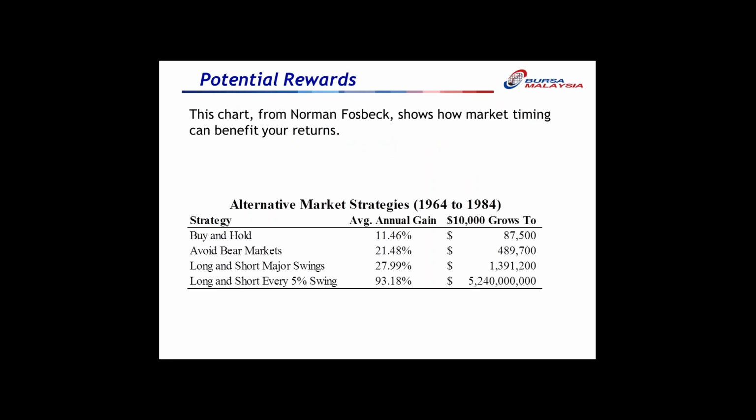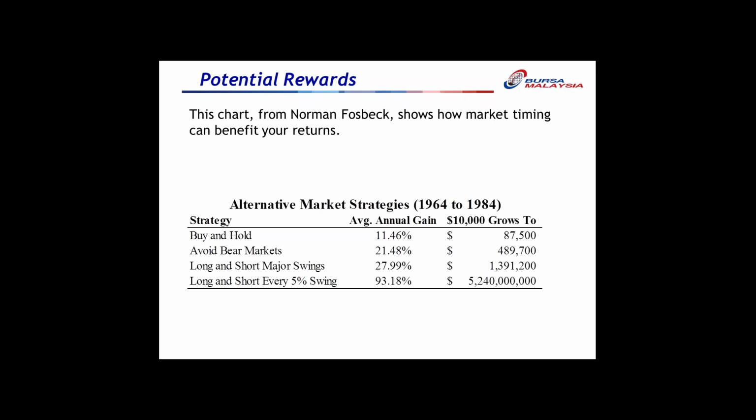So let's look at what technical analysis can help you to achieve. Now, if you look at this chart from Norman Fosback, it shows how market timing can benefit your returns. If you are just a value investor, from 1964 to 1984, if you just buy and hold the S&P 500, the average gain is about 11.46% per year. So your $10,000 will grow to $87,500 at the end of 1984. If you're a pure value investor, you buy and you hold it for 20 years and you sell, the compound annual growth rate will be 11.46%.